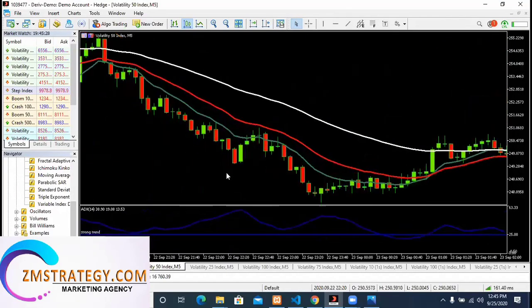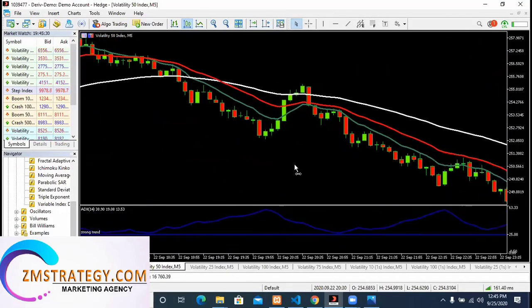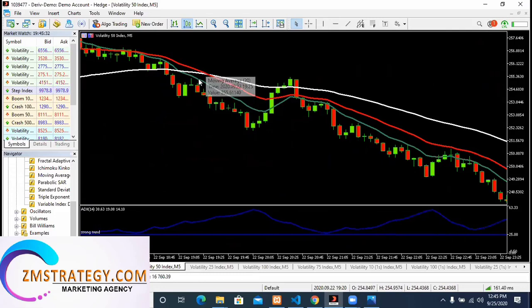Let's see how a sell signal is. You can see now this is a crossover of a sell. At this particular time, you can see that the ADX is above the 25 line. So this is a crossover, and at this particular time, you can take a sell trade.